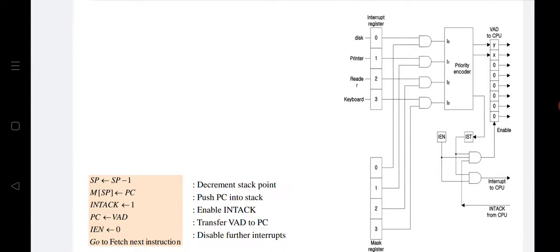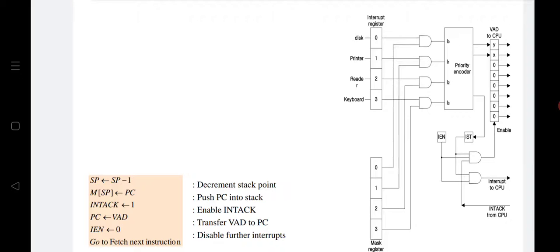This is an input interrupt register. You are going to have disk, printer, reader, keyboard. Each and every IO device will have its own interrupt register. Based upon that interrupt register, the value will be given to the priority encoder, which tells which interrupt has the highest priority. Thus, the interrupt output will be given to the CPU.